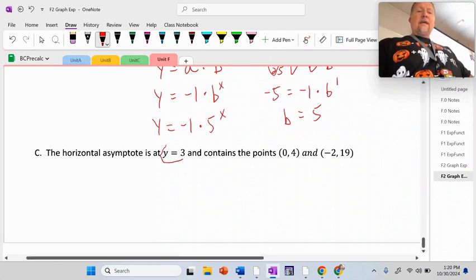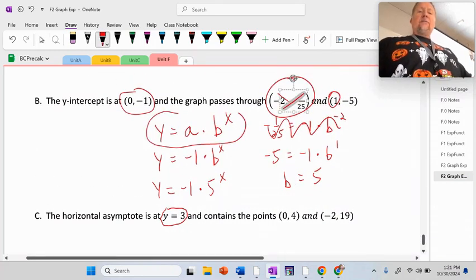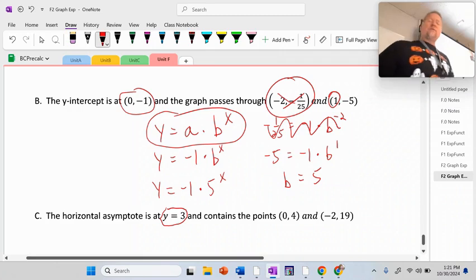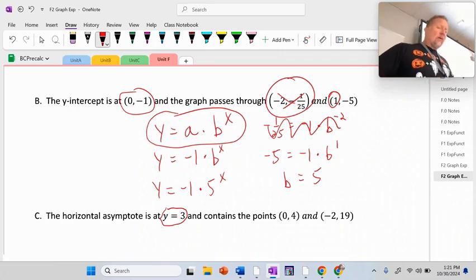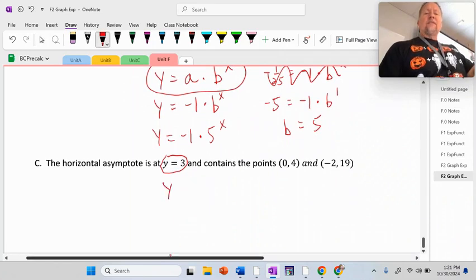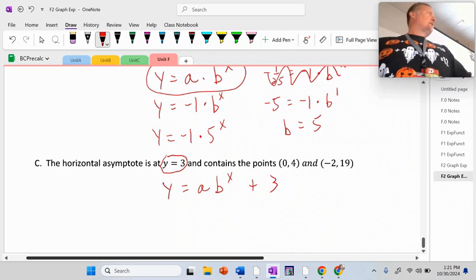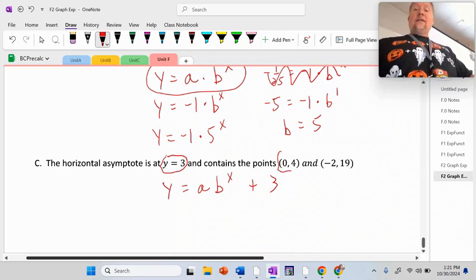All right, so we got, wait a minute. The horizontal asymptote is at y equals 3. All of these, when it's y equals a times b to the x, the horizontal asymptote's at y equals 0. So what does that mean? I don't have this parent function anymore. I have this. This is moved up 3. Oh, that's rough.